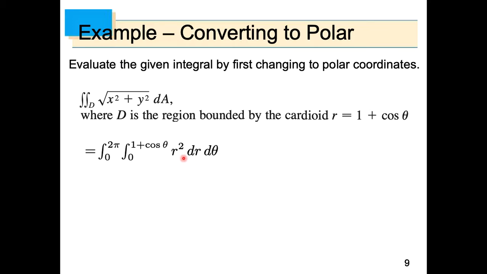Now this is pretty simple here. This is just simple power rule. So this is going to become 1/3 r cubed. But I'm going to go ahead and not only do 1/3 r cubed, I'm going to substitute in my upper limit. This is 1/3 r cubed, I just replaced the r with 1 plus cosine theta, subtracted by 1/3 times 0 cubed, so we can disregard the lower limit here.